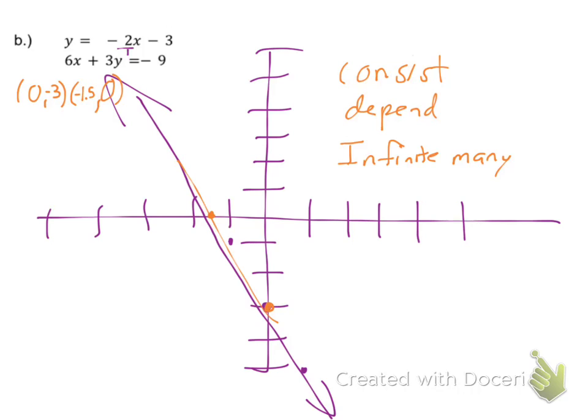And that's all I got for you. There would be a third example. The third example would be they just are parallel. They don't meet at all. Different y-intercepts. And if that's the case, it's just inconsistent. Done.